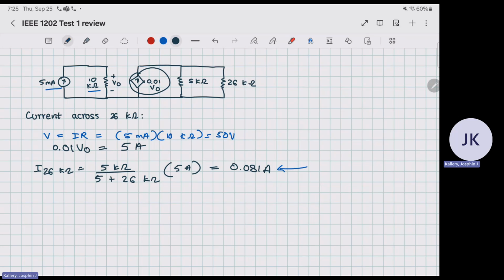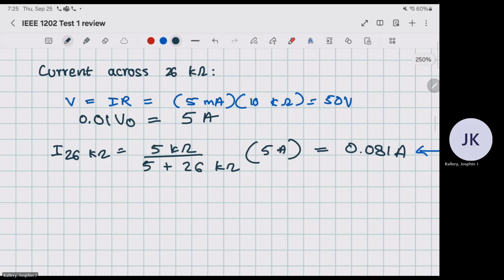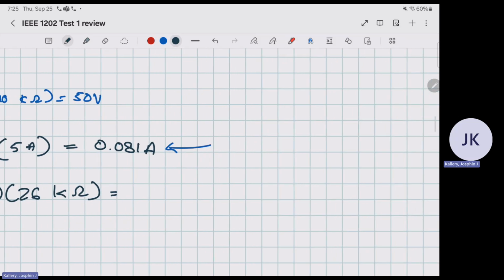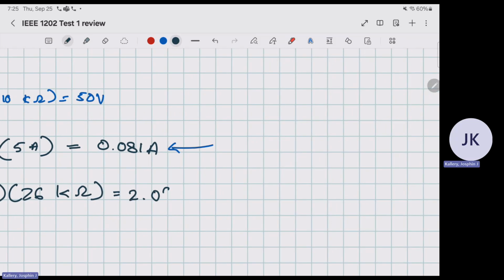Now we want to find what is the voltage across the 26 kilo ohms. Again, we have the current, that's 0.081 amps. And we have the resistance, 26 kilo ohms. That will give you 2.097 kilovolts.